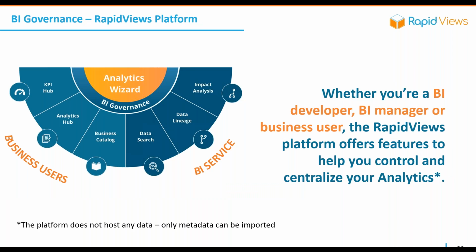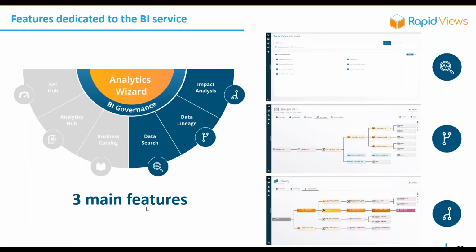So in this BI governance platform, we have 2 sets of features, one for the business user and one for the BI service, the BI development team, right? There are 3 main features for the developers. We have this concept of data search. So we are going to show again how that works. You can search any component, column, table, view, report, KPI, whatever, and it will tell you where this information is.